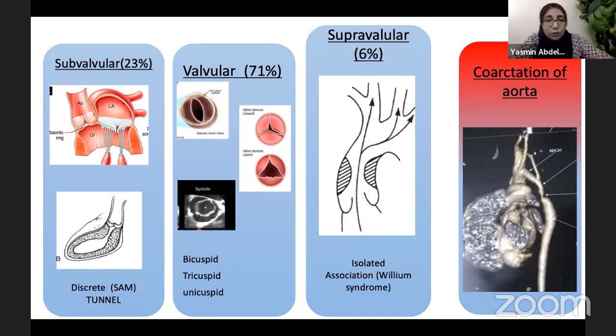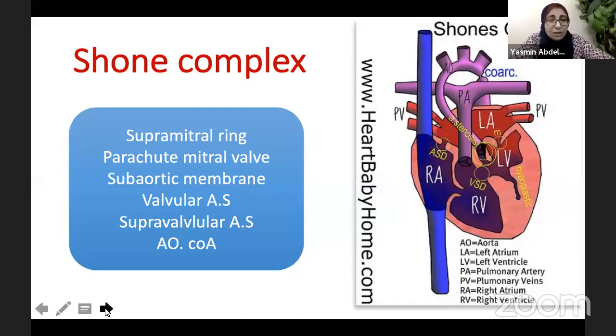First, I will start with the pathophysiology of aortic stenosis and coarctation. But first, I will mention the Shone complex. Shone complex is multi-level obstruction in the left side. As we can see here, it can be above the mitral valve, in the form of supramitral ring, or congenital mitral stenosis, or subaortic stenosis, or valvular aortic stenosis, supravalvular, till aortic coarctation, and can be associated with hypoplastic ascending aorta and arch. So patients with Shone complex have multiple levels of obstruction.